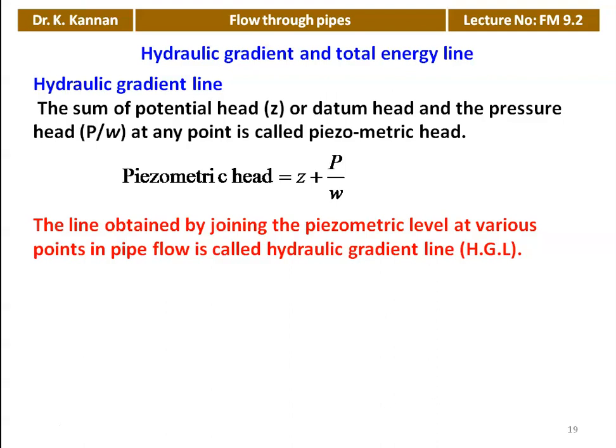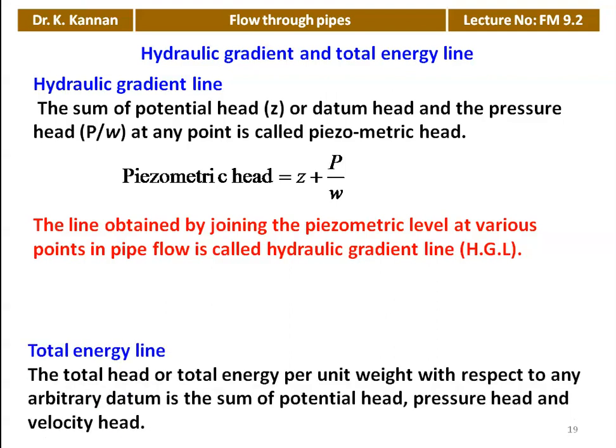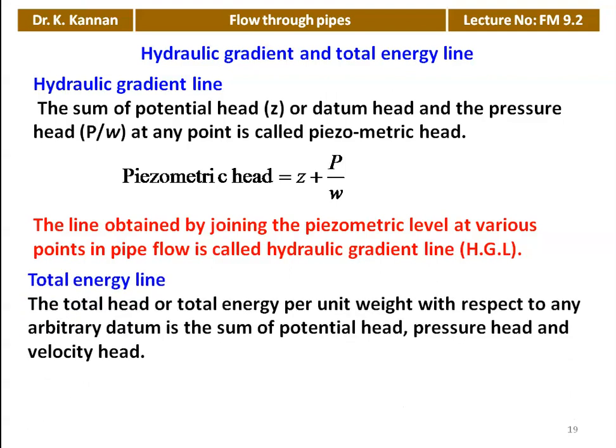For the horizontal flow through a pipe without any change in the diameter or change in velocity, the hydraulic gradient line will be a horizontal line. When we have a bend in the pipe or an inclined pipe, we have to calculate the piezometric head at different points in the pipe flow, and draw the hydraulic gradient line. And the total energy line: the total head, or total energy per unit weight with respect to any arbitrary datum, is the sum of potential head, pressure head and velocity head. So the total head equals Z plus P by W plus V square by 2g.